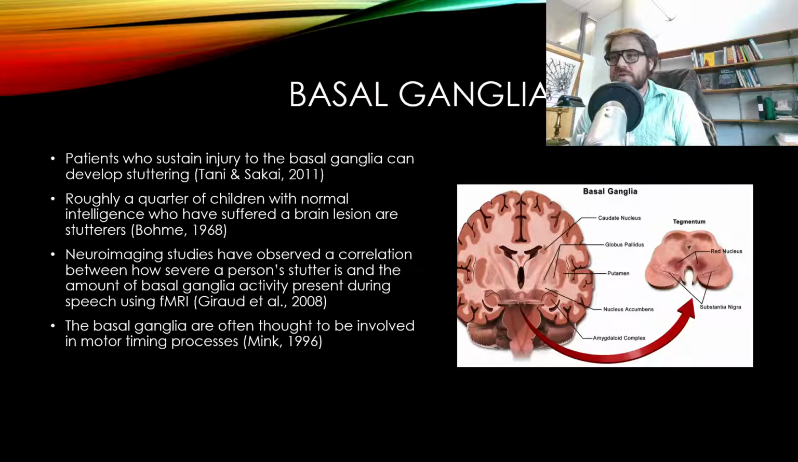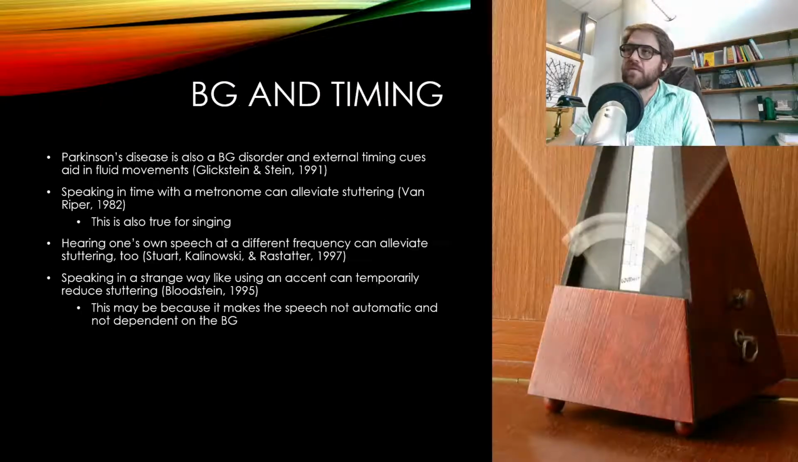There's also correlation between the severity of stutters and the amount of basal ganglia activity that we can see during speech. This is measured using fMRI. We see that there's less blood flow going to the basal ganglia for people that are stutterers than for people that aren't. And then also the basal ganglia, as you guys know from class, are believed to be involved in motor timing processes. So like playing the drums, talking, rhyming, all these kinds of things. That's one of the areas that the basal ganglia are involved in, among others.